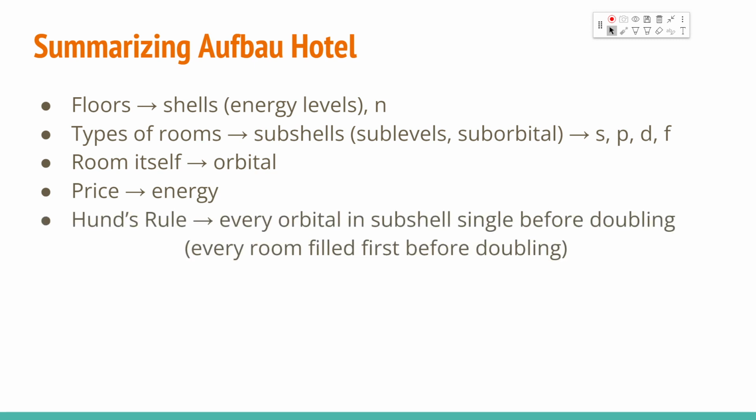And so Hund's rule, to formalize it more, is that every room is going to be single until you run out of rooms in that energy level, or the type of room rather. And then you're going to fill them up before doubling. So you're going to fill up all the S. Well, there's only one room for S. And then for the P, you have 3 different orbitals. And so you're going to fill out each of those orbitals first before you start doubling up. So always single first before double. And then eventually when you filled up everything, you go to the next energy cost room or orbital.